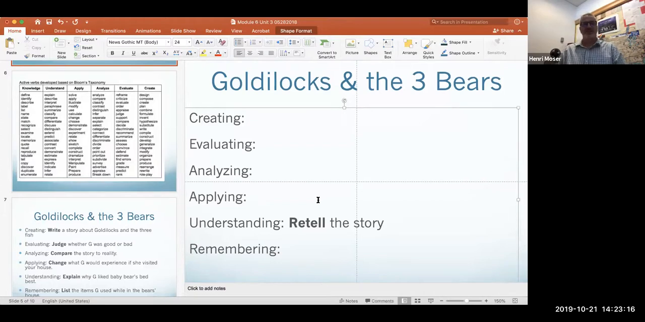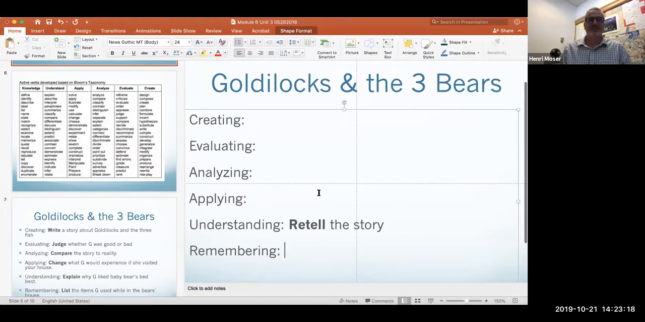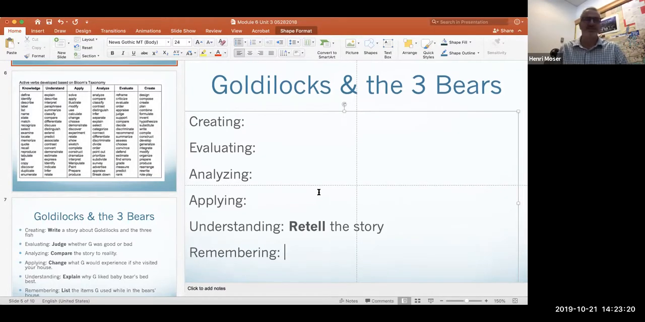What else do you get for a little higher level? What could we have those kids do in response to that story?